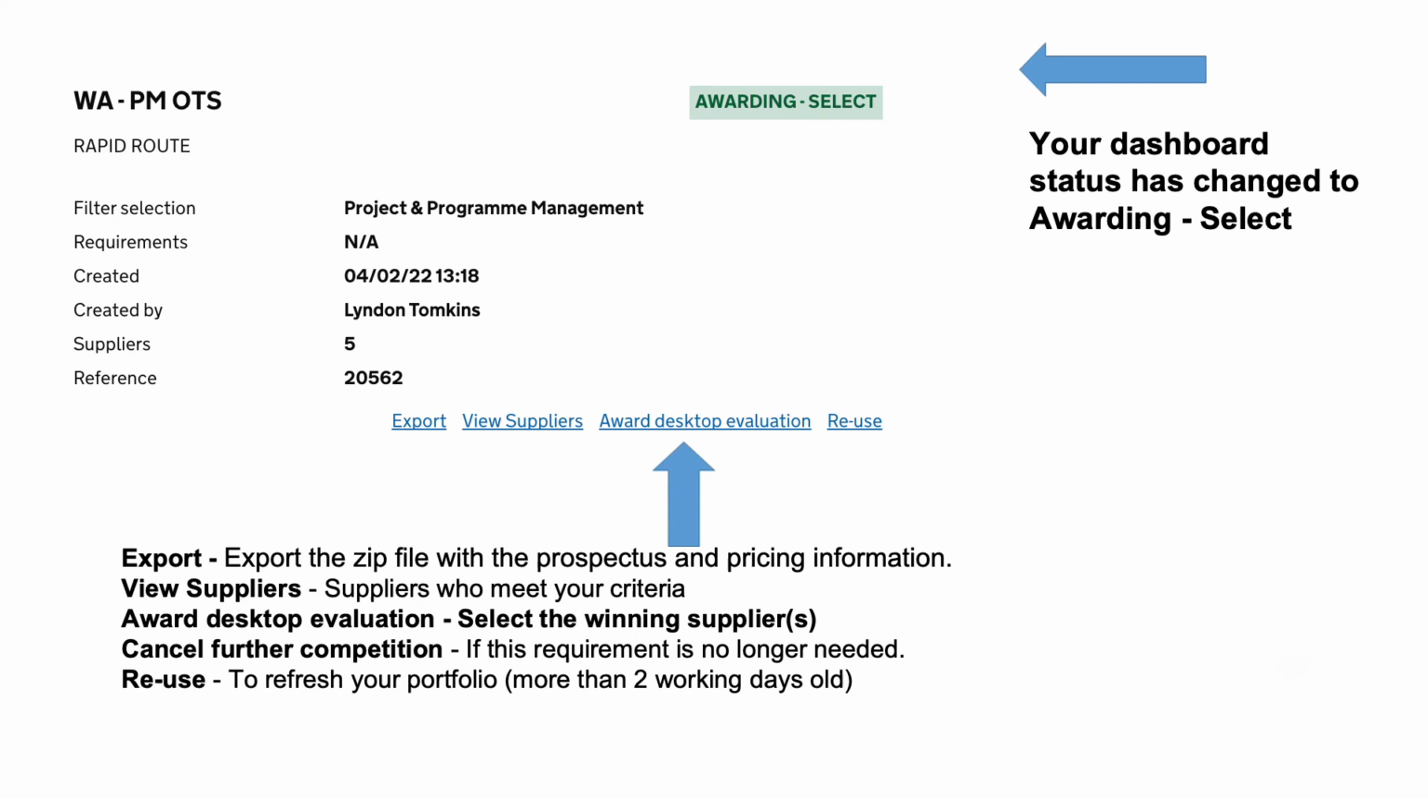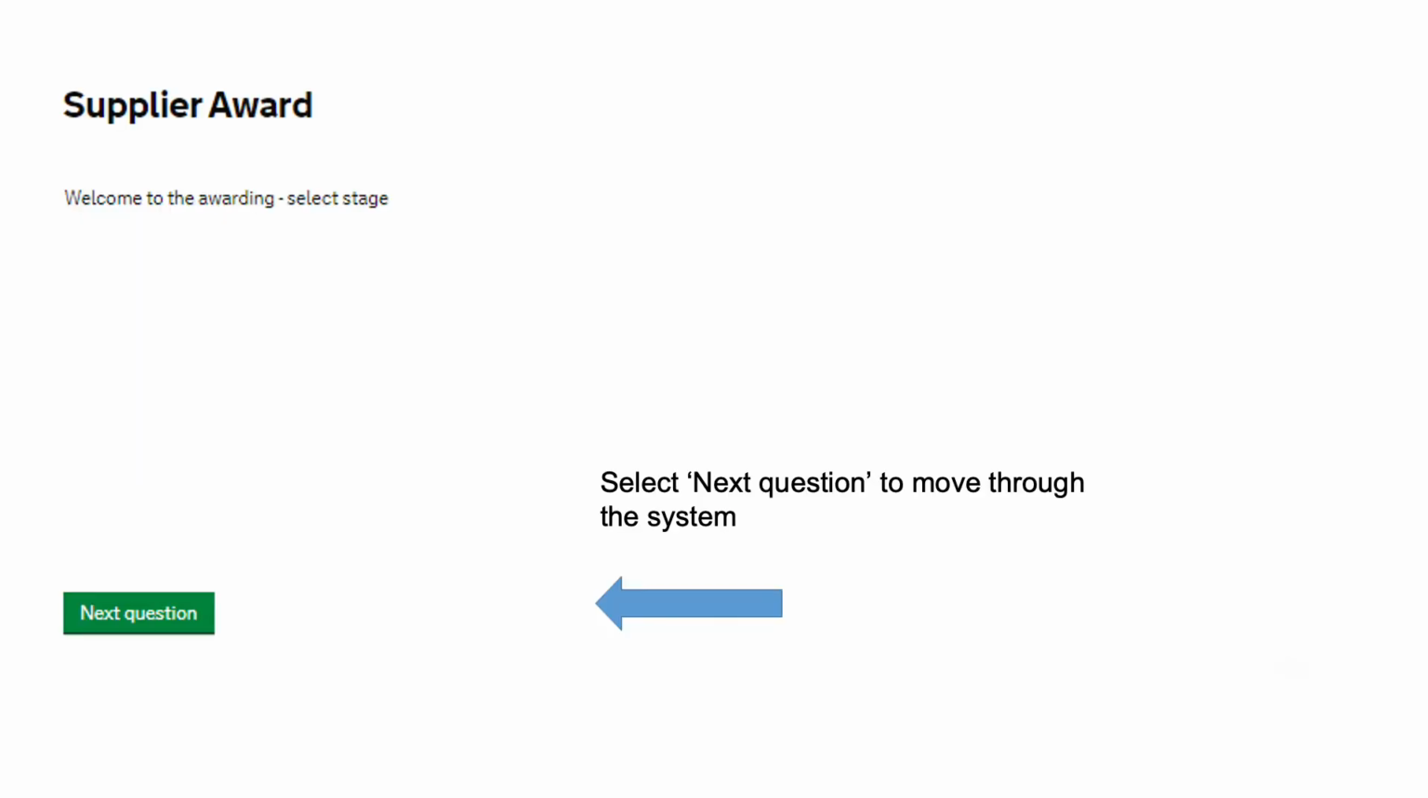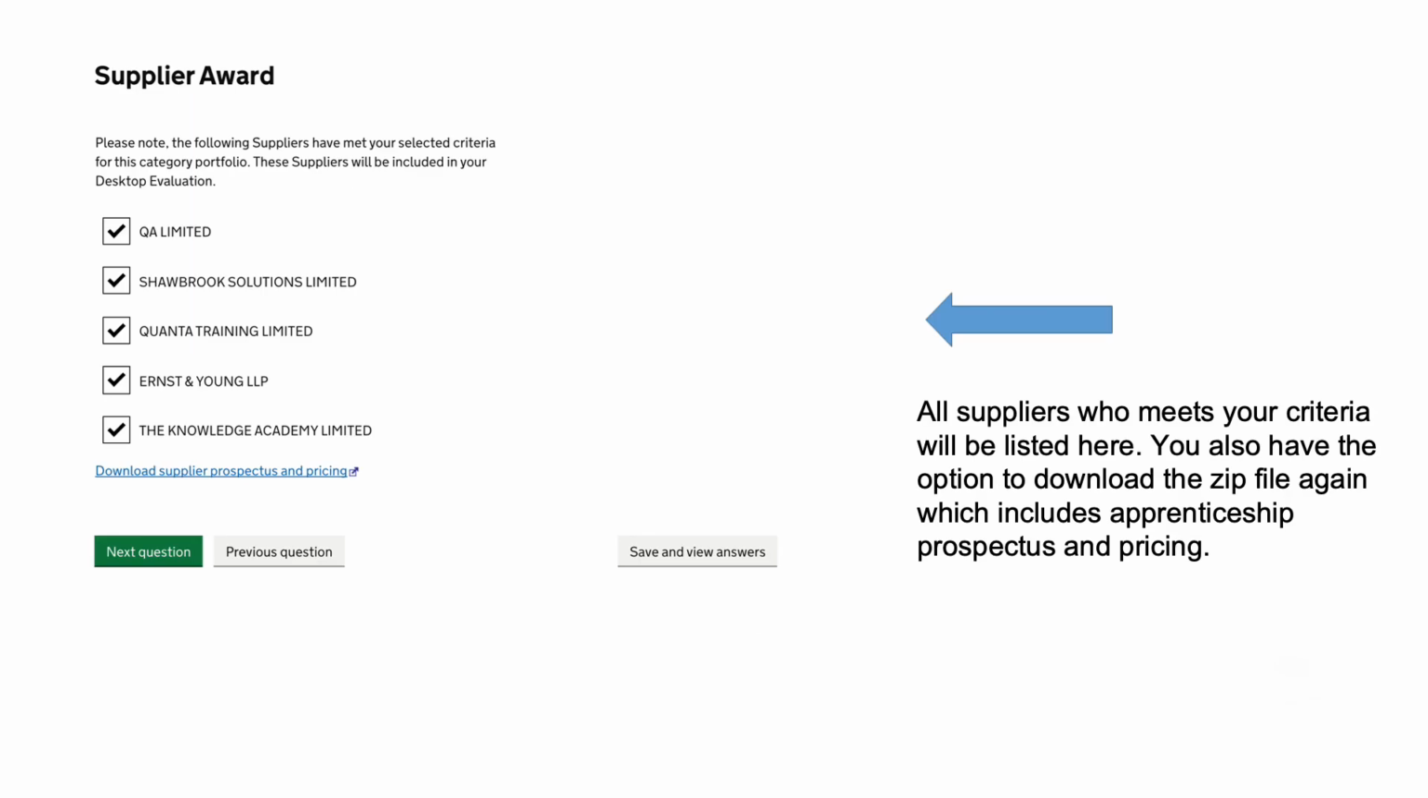Again, similar, this is all within the DPS homepage. So once the review of the evaluation has been done, you'll see that the dashboard has changed. It's now gone to awarding. So you can award the desktop evaluation there, and there's some text that explains at this stage what the buttons mean. They haven't really changed too much, other than the review desktop evaluation is now gone to award. So you click award, and this would be the next screen.